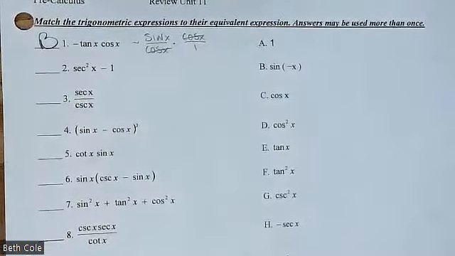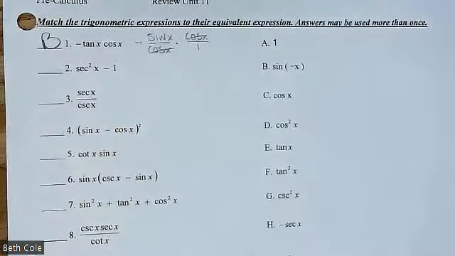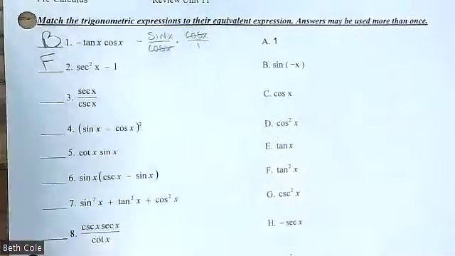This one is one of your Pythagorean identities. You can actually just get the answer. You don't have to do anything to that. Do you remember that one? Secant squared minus one? It is tangent squared, F as in flamingo.